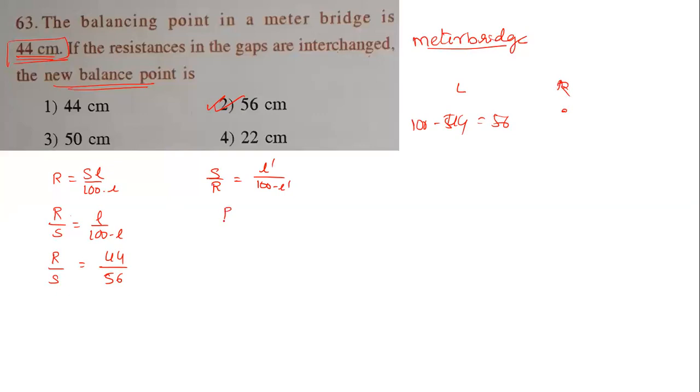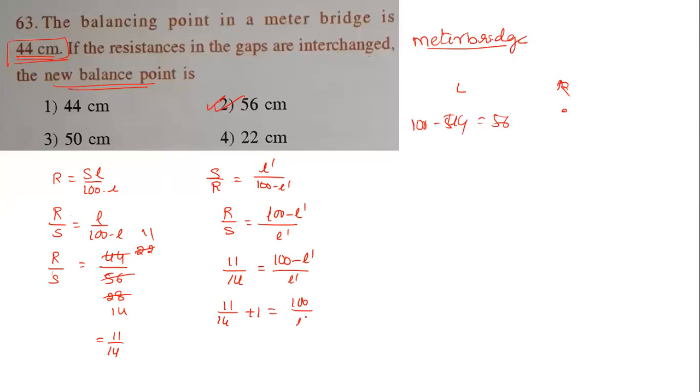It will become R by S equal to (100 minus L') by L'. Now R by S is already known as 44 by 56, so you can simplify this with some numbers: it is 11 by 14. I'm going to use 11 by 14 equal to (100 minus L') by L', and it will be 11 by 14 plus 1 equal to 100 by L'.